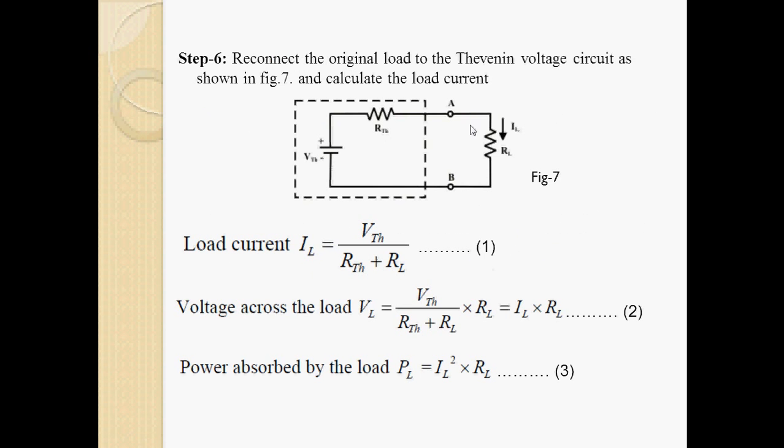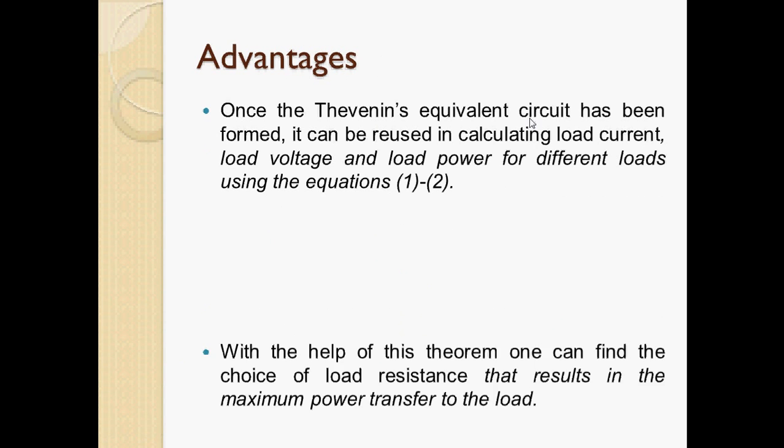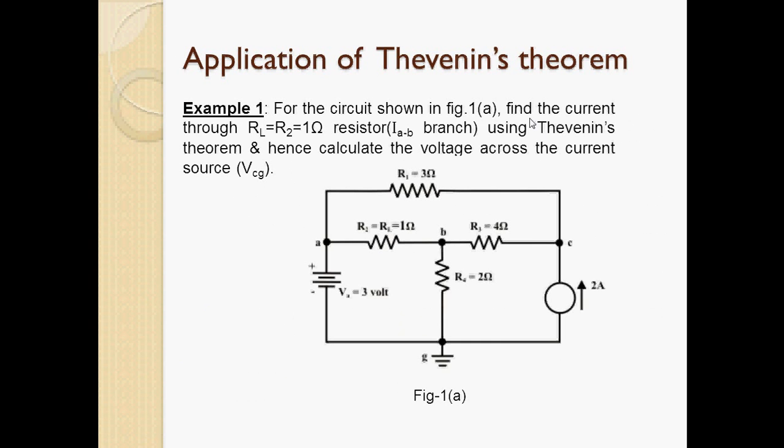So see, if you change this RL, suppose you change RL from 0 to infinite, then you calculate the power, and you will see that at some point this power will be maximum, then it will be reduced. So using Thevenin's theorem you can calculate the maximum power. So this is our example.